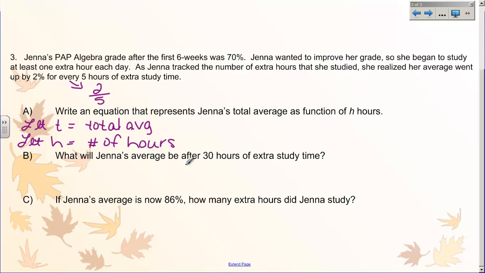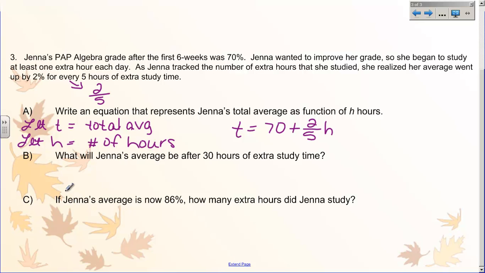So right now, Jenna's average is a 70. But it increases 2% for every 5 hours that she studies. And so that's going to be our equation. The 2 over 5 came from the 2% for every 5 hours. I just wrote it as a ratio. And if I multiply that times the number of hours that she studies, that will give me the number of points her average is going to increase by. And so there is the equation.